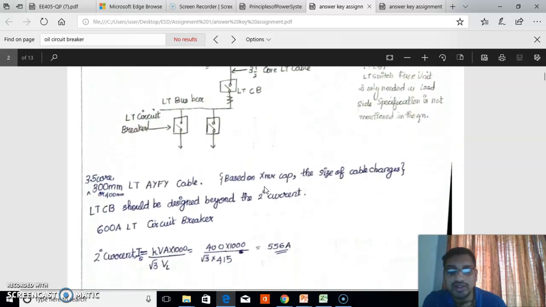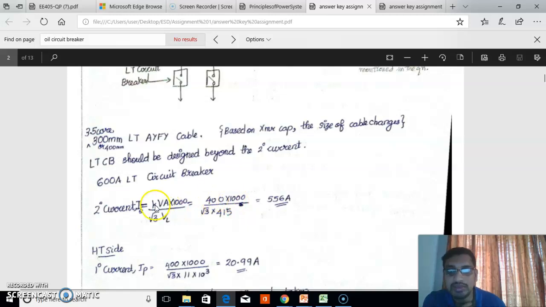On the secondary side, first we calculate the current, using the same equation: secondary current equals kVA into 1000 divided by root 3 into VL. Here kVA is 400 into 1000, divided by root 3 into the voltage, 415, and you get 556 ampere. That is the secondary current of the transformer. So we should install a fuse rating on the secondary side above 556. From the data book, a 600 ampere LT circuit breaker is used, so the current rating of all the devices on the secondary side should be 600 ampere.